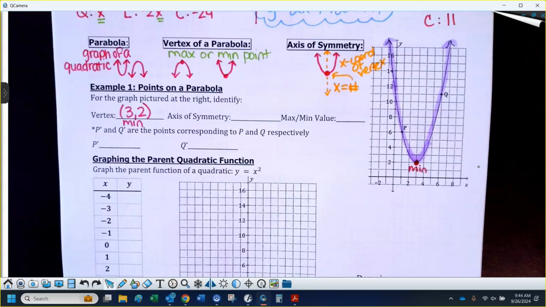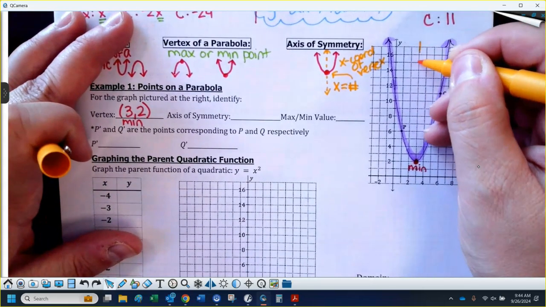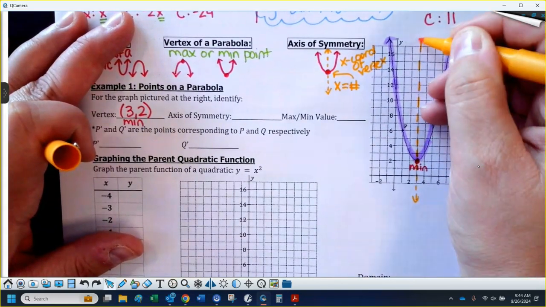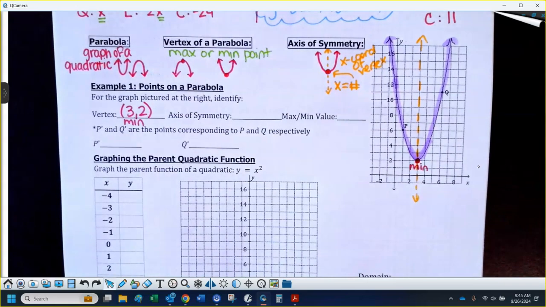Now, the axis of symmetry is just going to be a perfect straight up and down, nice vertical line. It has to go through the vertex. So right there, I'm just going to sketch it in. If we were to fold that parabola in half on that line, the two sides of the U shape would match up with each other. So it's just a vertical line, and it should just be the x coordinate of the vertex.